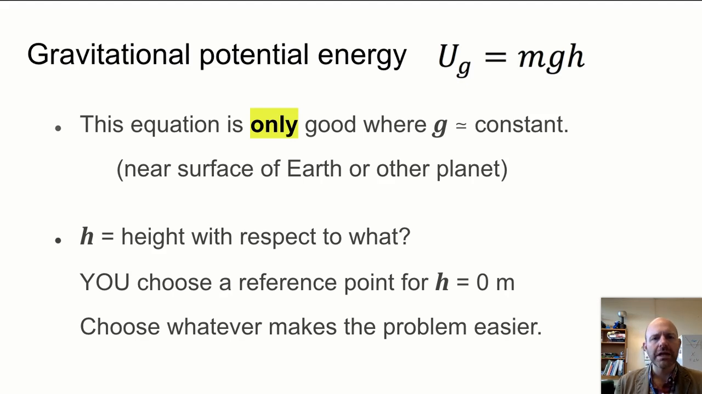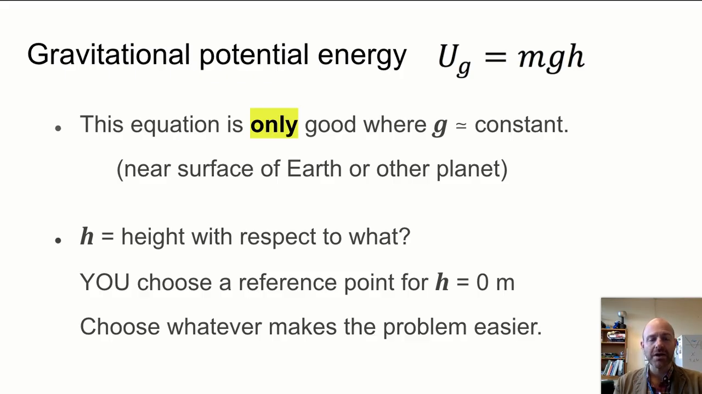But this is really only good if little g is a constant near the surface of the Earth or another planet where you know little g on that planet. And m is pretty obvious. We know what the mass of an object is. But what about h? Where are we measuring our 0 point? It turns out it doesn't matter. You can pick 0 to be whatever you want.